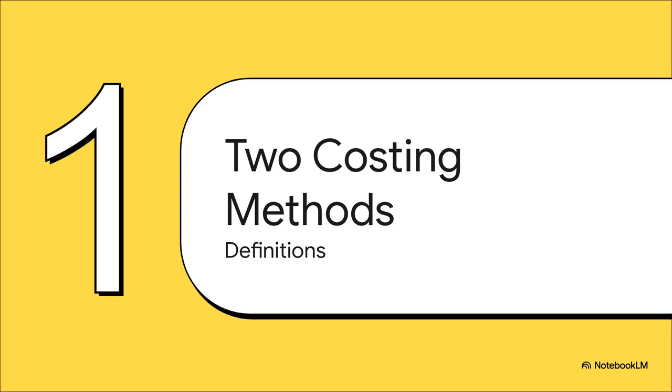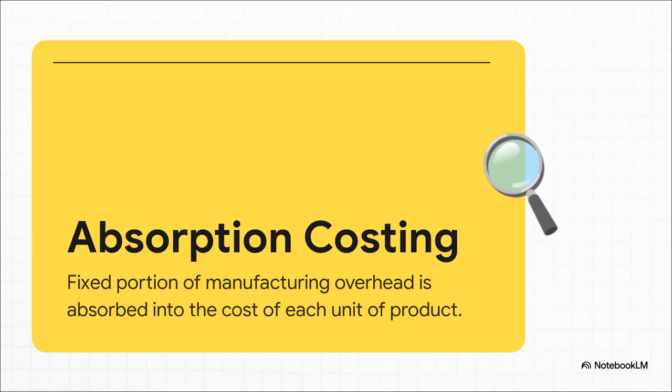All right, Section 1. Two costing methods defined. Let's start by laying a rock-solid foundation and locking down the basic vocabulary we'll be using throughout this explainer. First up is absorption costing. Just like it sounds, this is a method where the fixed portion of manufacturing overhead is literally absorbed right into the cost of each unit of product. Under this method, the product cost includes all manufacturing costs. That means direct materials, direct labor, variable overhead, and crucially, fixed overhead. They're all bundled together into the cost of the inventory.